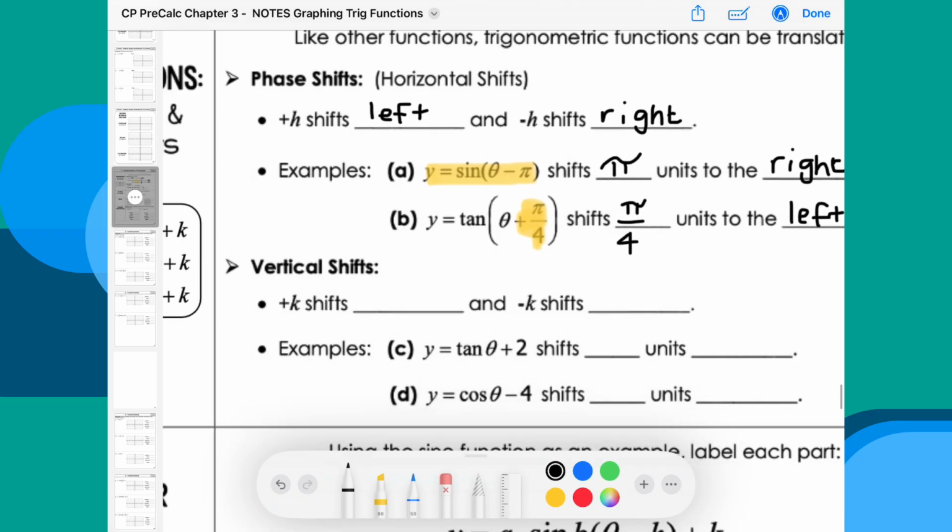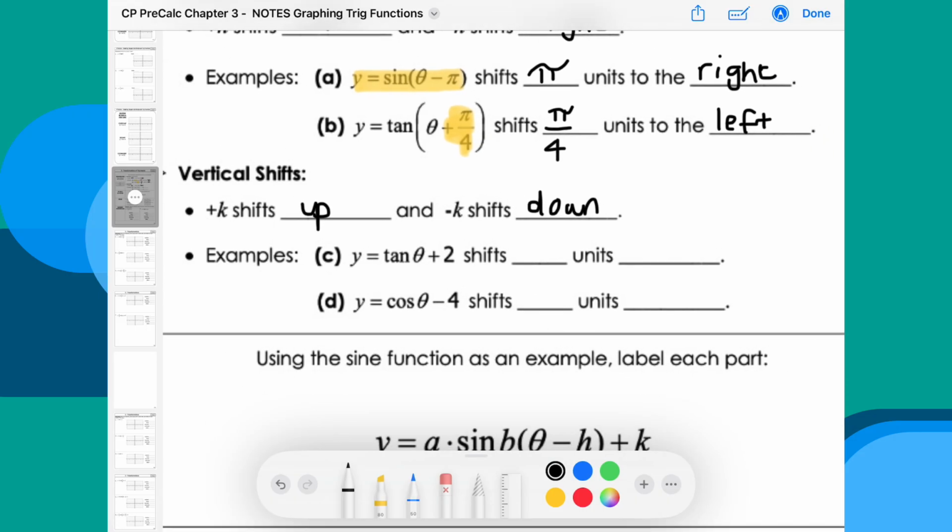Anytime that we see a plus k, we are shifting up. Anytime that we see a minus k, we're shifting down, just like all of our other parent functions. So here we have tan theta plus 2, so we shift 2 units up. In the second example, we have cosine minus 4, so we have a 4 unit shift down.